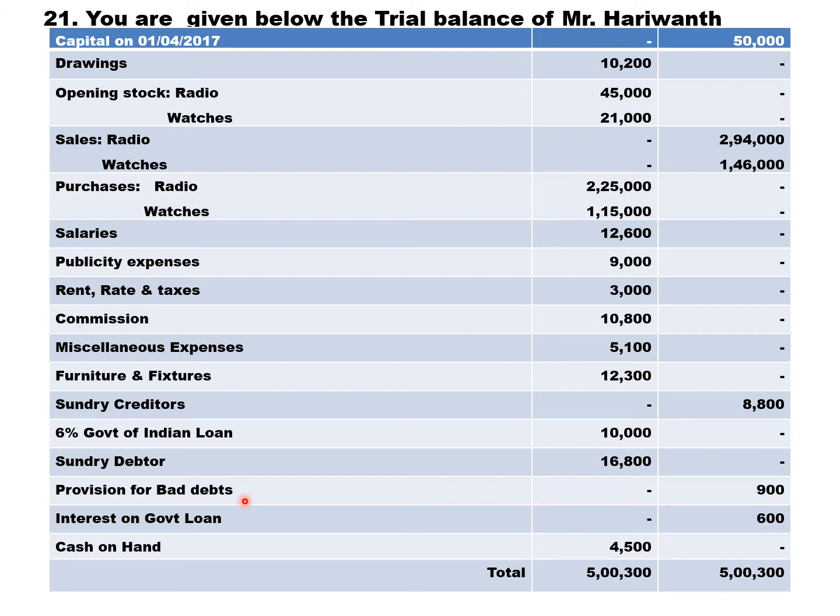Provision for bad debts is nothing but what we call RBD, reserve for bad debts. And RBD given in the trial balance is old. So therefore 900 rupees is RBD old, that belongs to last year. Interest on government loan will come in PL account. It's an income because the amount is given in the credit side, credit all incomes and gains. So 600 will come in the credit side of PL account. Cash in hand 4,500 is an asset, will come in balance sheet.